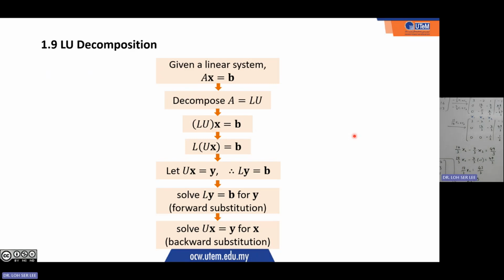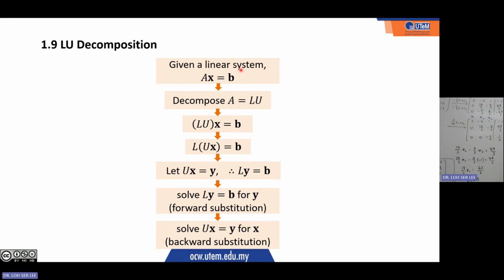Okay, next one. I want to give some introduction on the second method. Okay, some intro on the second method. Okay, LU decomposition. Okay, this is the second method. You're now given a linear system. Okay, look at the screen.